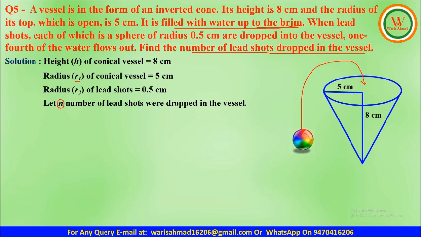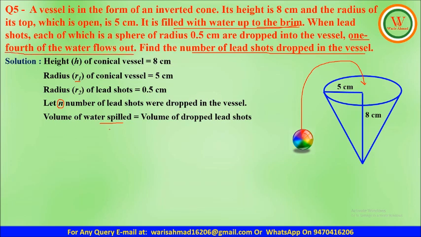Now according to the question, the volume of water spilled will be equal to the volume of dropped lead shots. The volume of water spilled, or we can say flows out, is 1/4 of the water flows out. It is mentioned in the last line, 1/4 of the water flows out. So here the volume of water spilled, we can write 1/4 of the volume of cone, and the volume of dropped lead shots, since we have n number of lead shots, is n multiplied by the volume of one sphere. So the next equation we can write: 1/4 of the volume of cone is equal to n into volume of sphere.